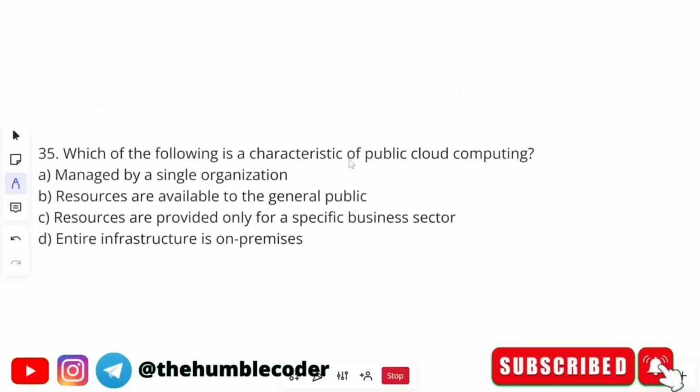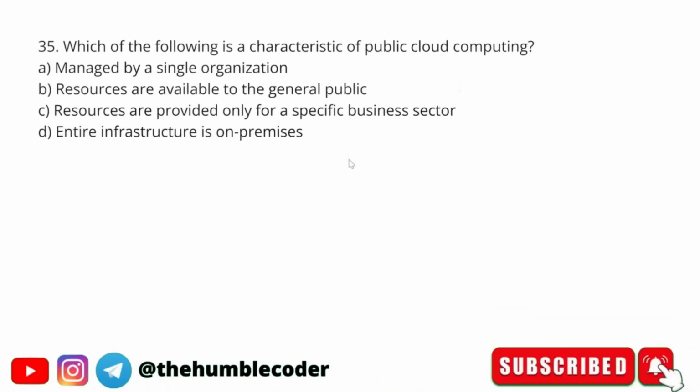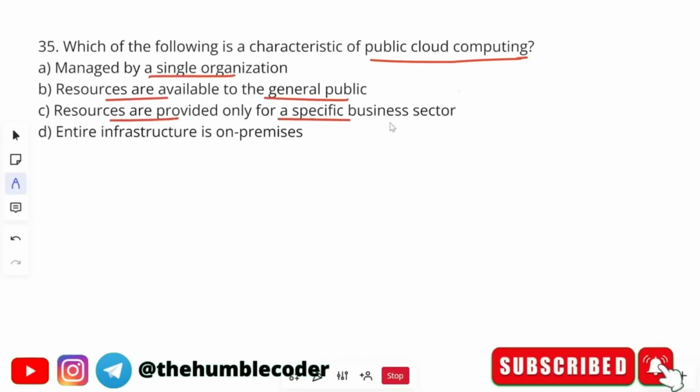Moving on. Which of the following is a characteristic of public cloud computing? Okay, so we have different options. We have to tell the characteristic of public cloud computing. Let's see the options that we have. First is managed by a single organization. Option B is resources are available to general public. Option C is resources are provided only for a specific business sector. And option D is entire infrastructure is on premise.